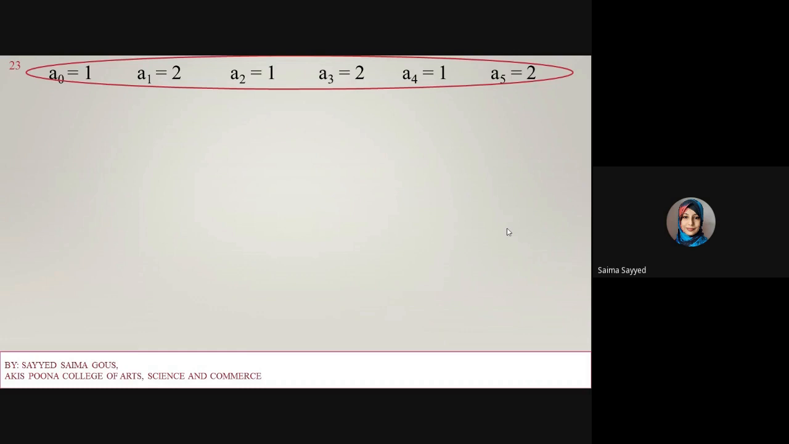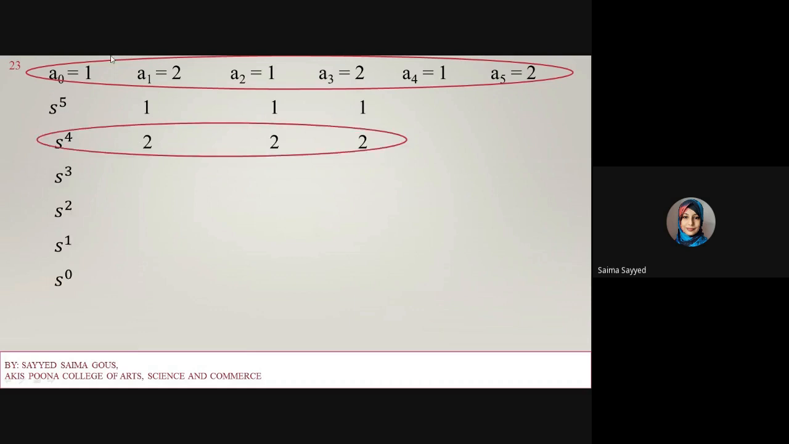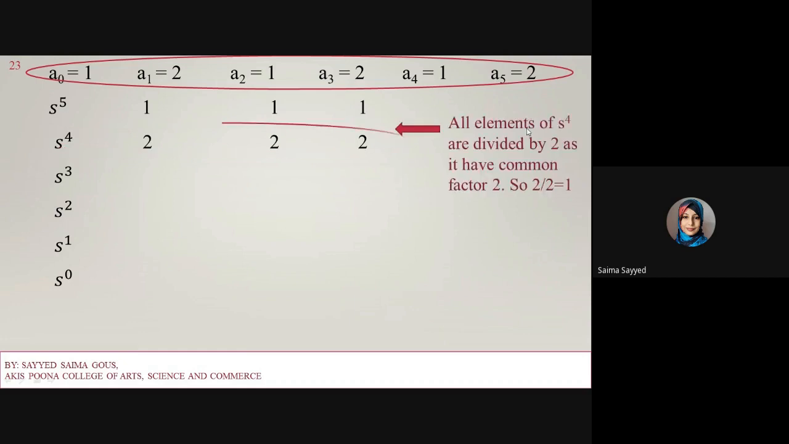So by using these coefficients, form the array. S raised to 5 will be a0, a2, and a4. So 1 1 1. Then the s4 row will be equal to a1, a3, a5. So 2 2 2. Now here you see all elements of the S4 row can be divided by 2, as it has a common factor 2. So divide this whole row by 2, it will become 1 1 1.